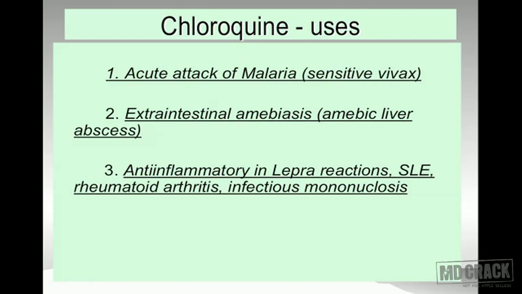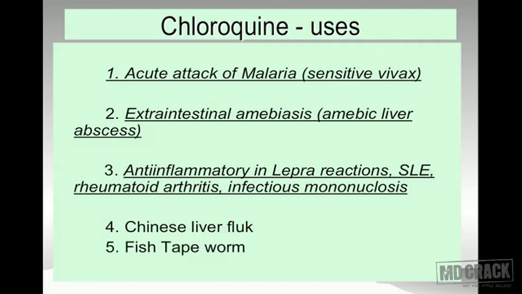The third use is as an anti-inflammatory drug in lepra reactions, in systemic lupus erythematosus. It's used as an immune modulator or a disease-modifying anti-rheumatic drug in so many illnesses. This includes lupus erythematosus, rheumatoid arthritis and infectious mononucleosis. So I hope you remember chloroquine is an important DMARD, disease-modifying anti-rheumatic drug. So these are some other uses of chloroquine. Next, you can use it for Chinese liver fluke infestation. It's useful for fish tapeworm infestation. It's also useful for giardiasis.